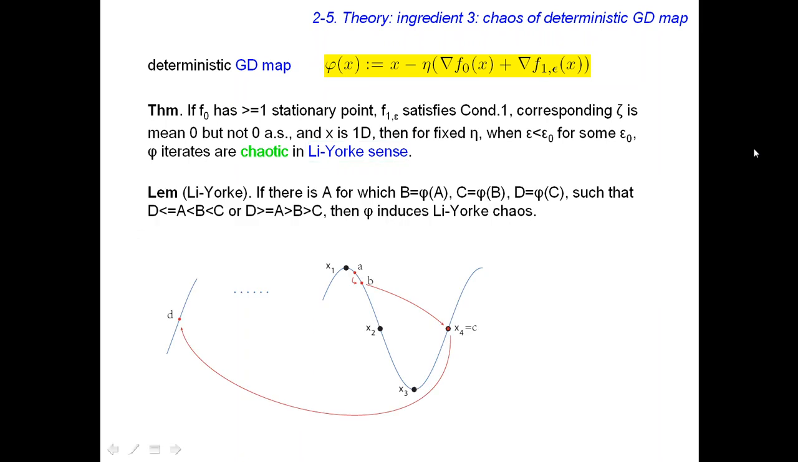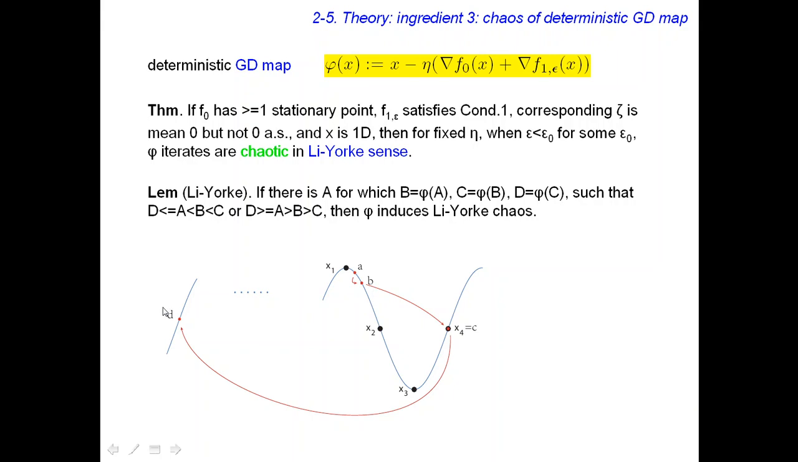How do we prove this theorem? We basically relied on a powerful result of Li-Yorke, which requires you to find 4 iterates, A, B, C, and D, such that the last iterate is less or equal to A, strictly less than B, and strictly less than C. Well, you can also do it in the completely backward order. But if you can find them, then the map actually induces Li-Yorke chaos.